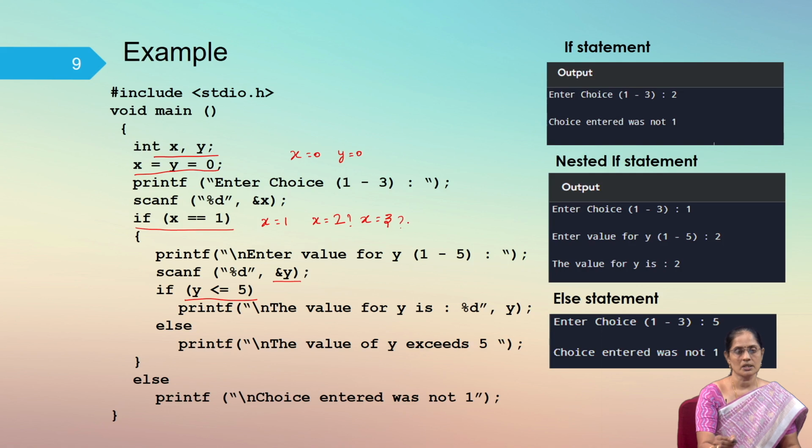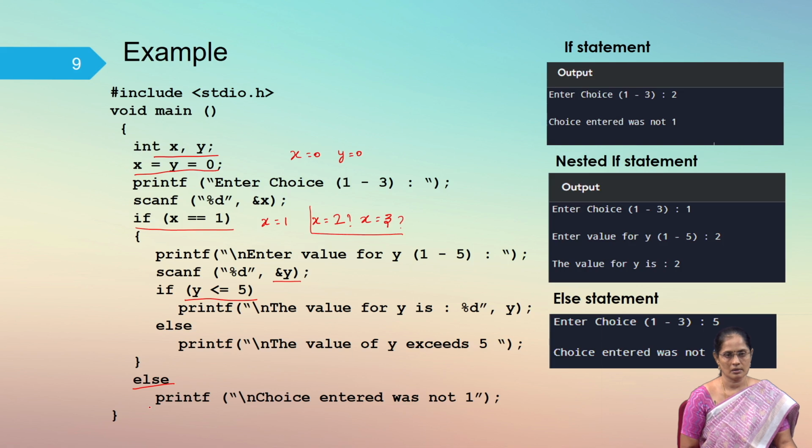This is answered by this else statement. If the value of x becomes 2 or 3, the control flow is moved on to the last else statement, which just prints the message, choice entered was not 1. Obviously, the user is trying to enter the value of x to be 2 or 3, so we will be getting a simple message as choice entered was not 1.